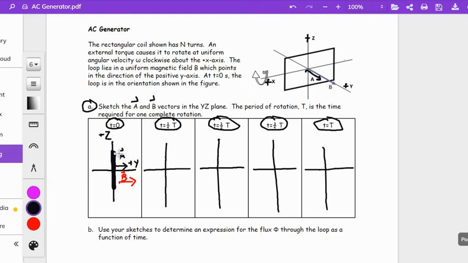The loop is going to rotate clockwise, right? So after 1/4 of a period goes by, the loop itself is going to be going this way. It'll be kind of like in the XY plane. After 1/2 of a period goes by, it'll be back around upside down. 3/4 of a period brings it back this way. And of course, 1 full period later, we're back to where we started. Let's now sketch the area vectors that go with those situations. So you're going to have an area vector that points down.